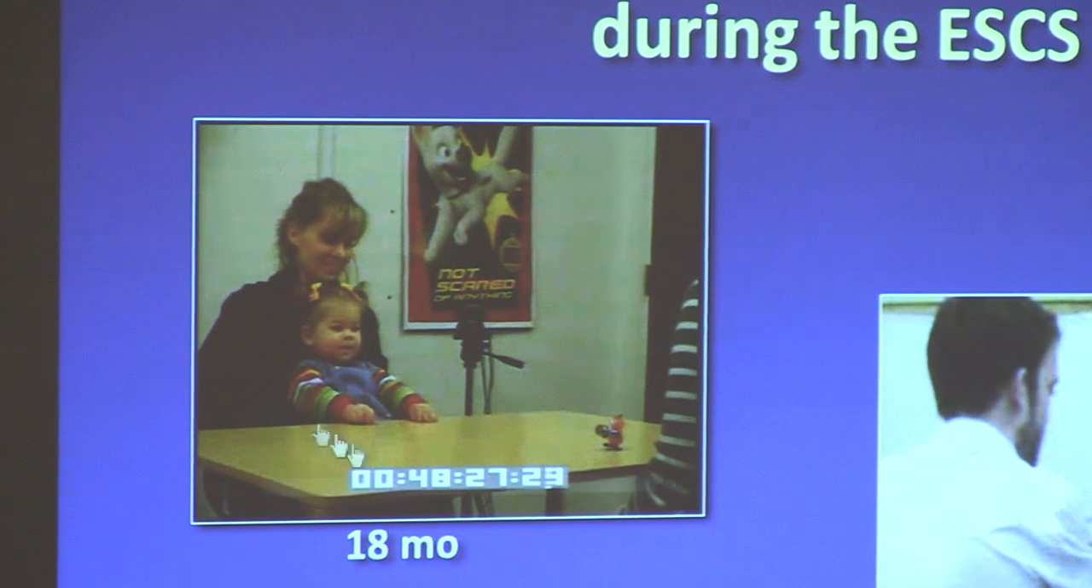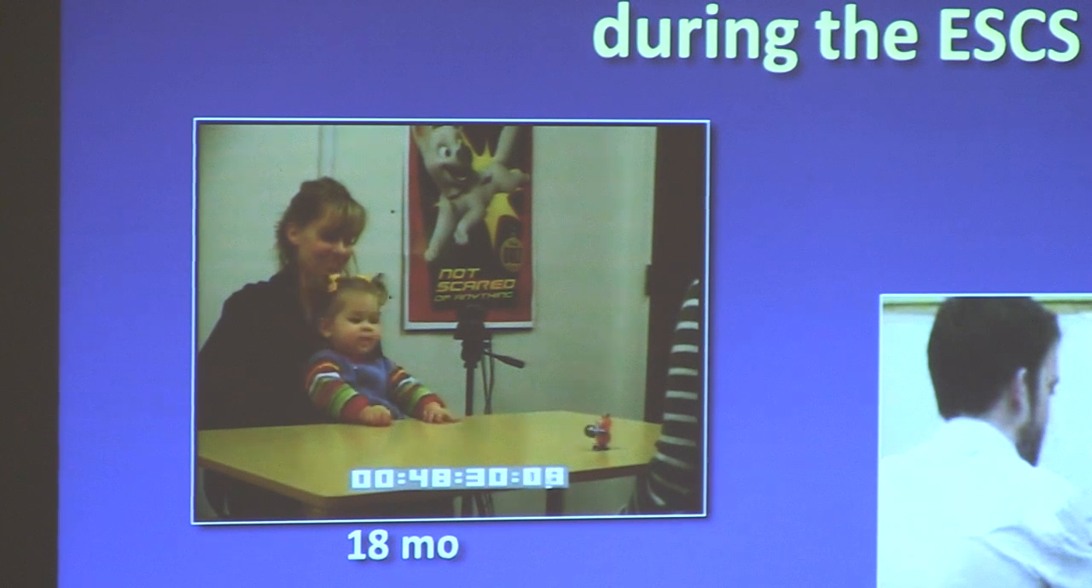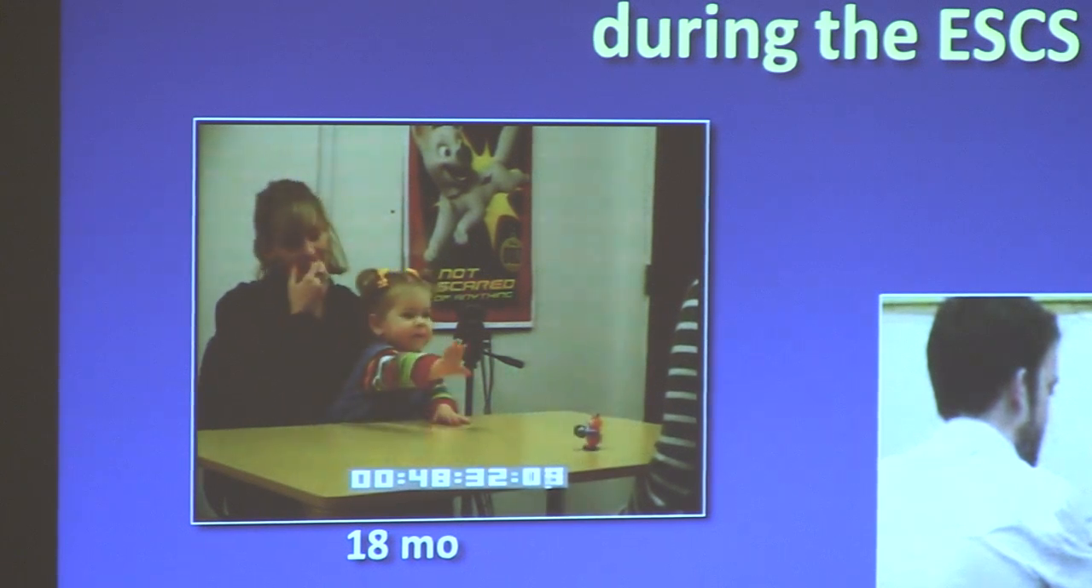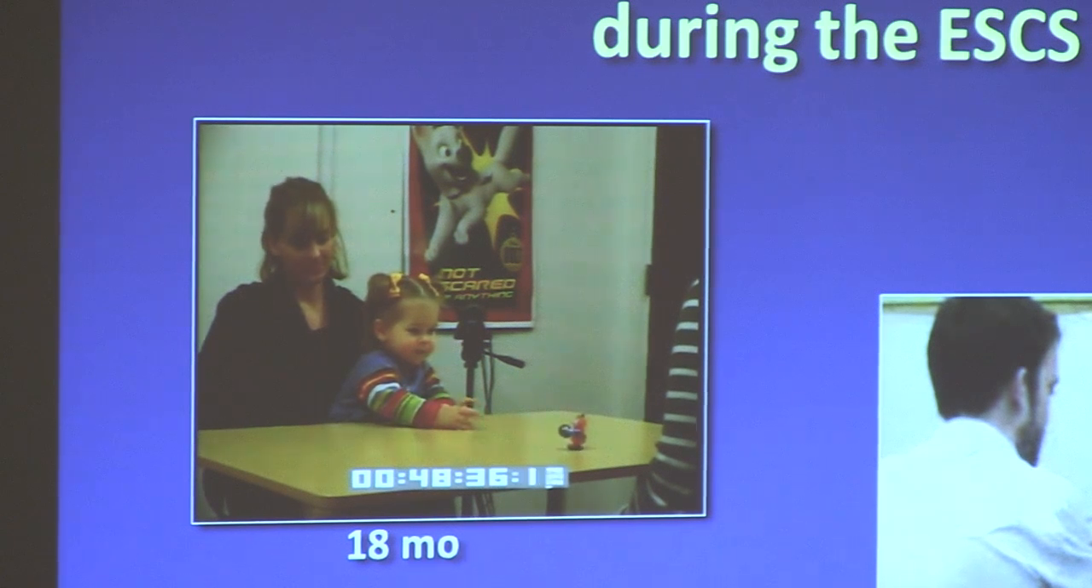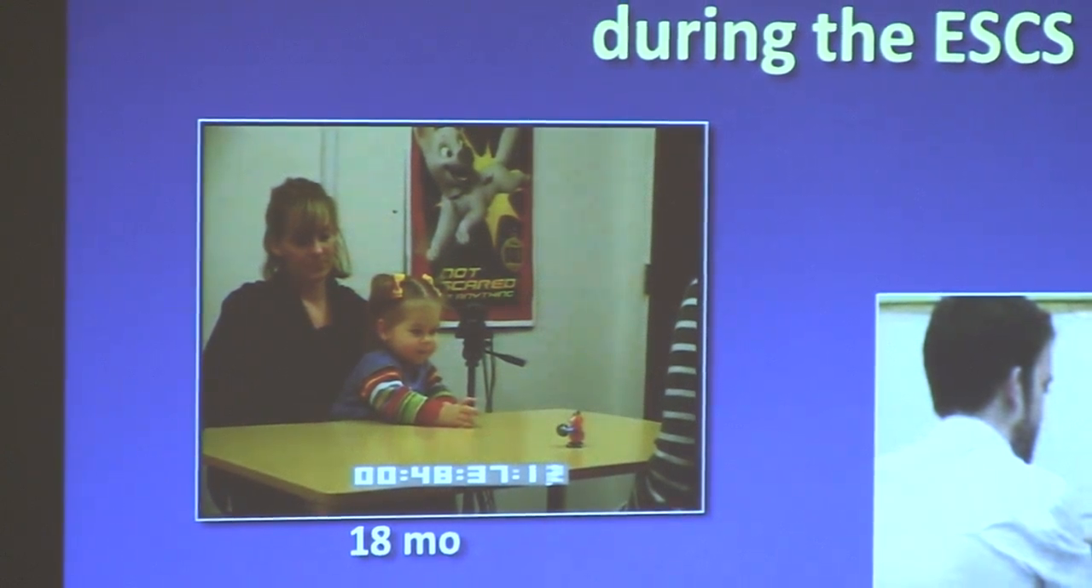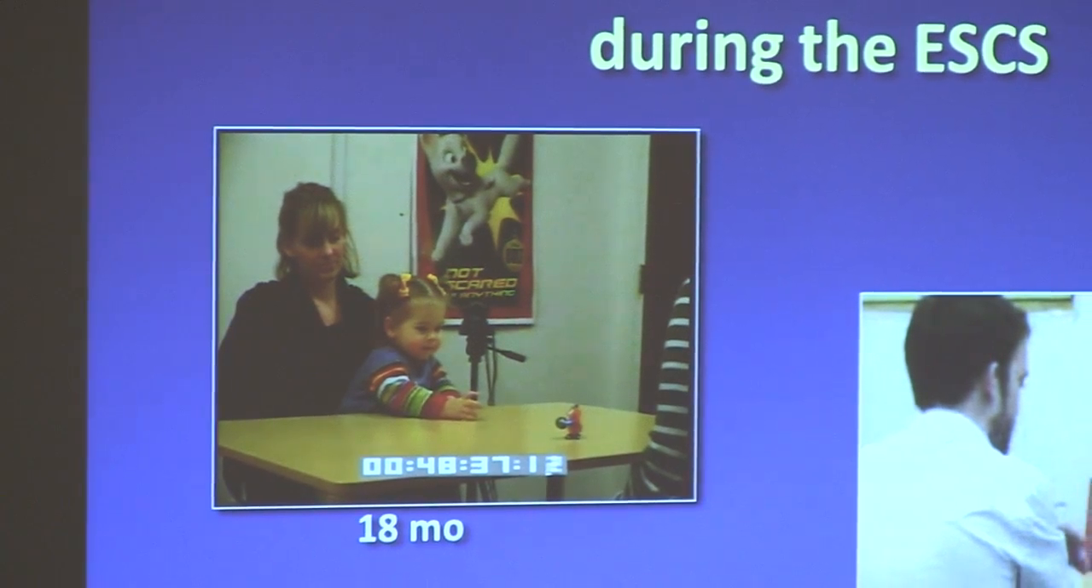So this is a typical 18-month-old. Could you see her social bid there? She looks, she reaches, she puts down. So it looks like she's maybe requesting it, but she's certainly interacting.